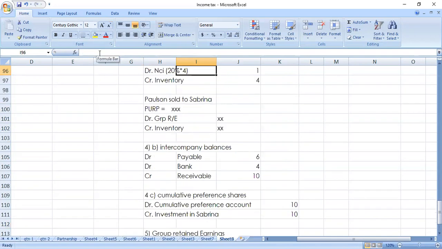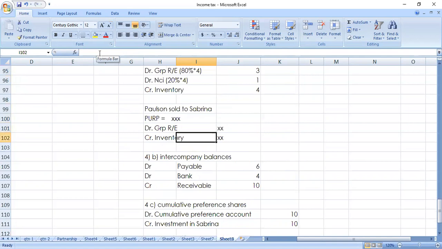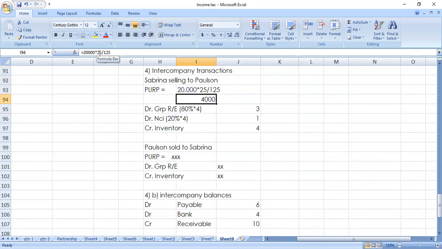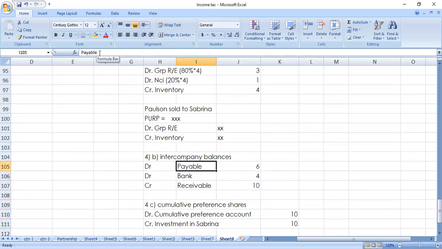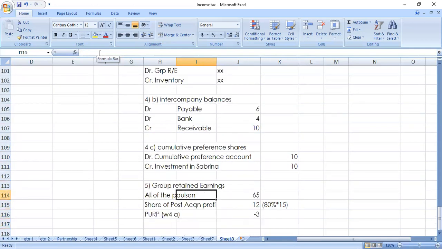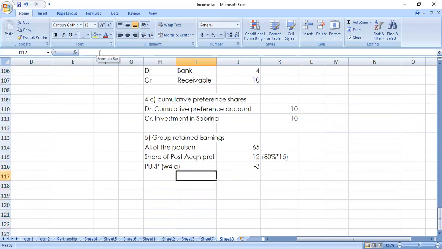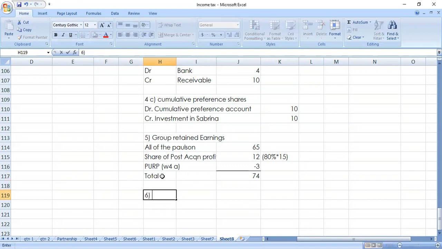Then we come back to working number 4 and move downwards. We had finished this one. We have another intercompany item, but retained earnings is not affected. Then cumulative, nothing. So you're done with all the information. Then you add. What do you have as your retained earnings? You have 74. So this is your total group retained earnings.